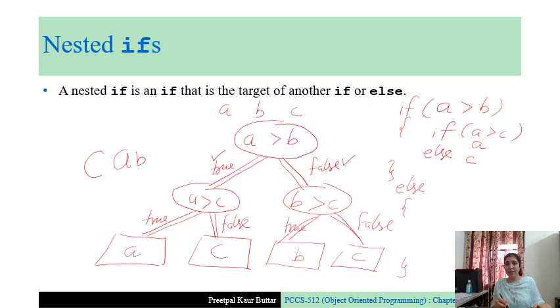But if this complete path is false, that is, the initial condition is false, then we move along this path, right? So in this part, we compare B with C. If B is greater than C, it means we are following this path. B is greater than A, B is greater than C, it means B is greatest. Else means this part. B is greater than A, and C is greater than B. It means C is greatest.